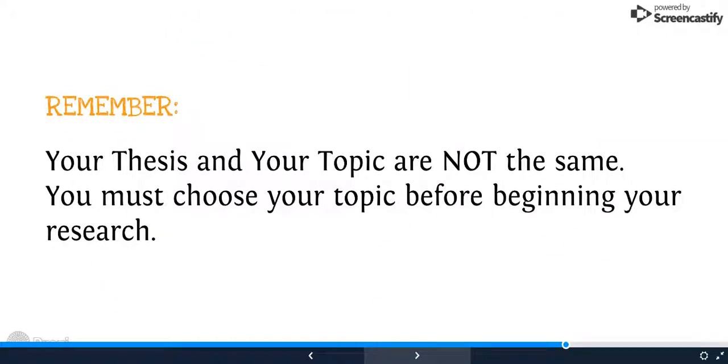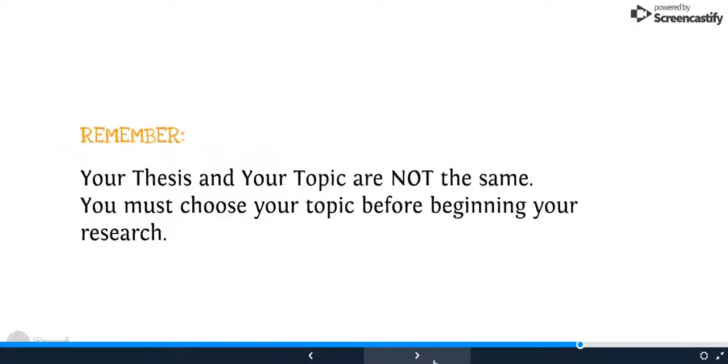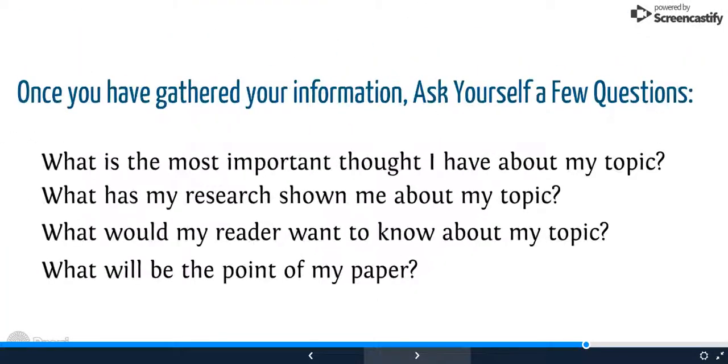Remember, your thesis and your topic are not the same. You must choose your topic before beginning your research. Once you have gathered your information, ask yourself a few questions. Here are some good questions to think about. Where do you want your paper to go? What do you want your reader to know in the end? How can I provide background knowledge while still proving my point? These are the kinds of things you should ask yourself, and maybe write down even in your notes, so that way you know what to go back to.